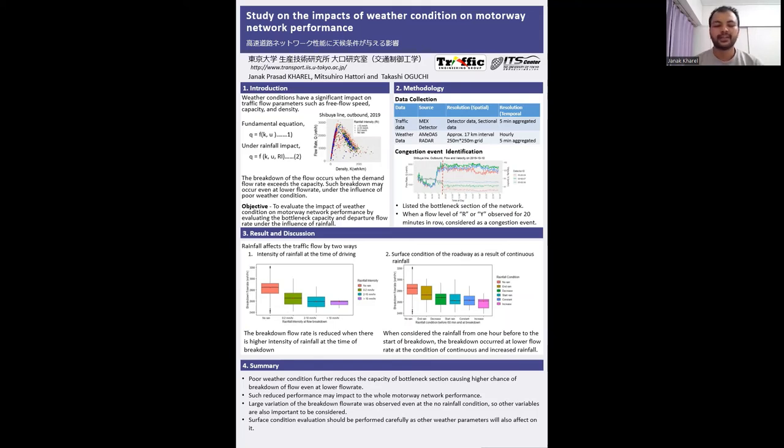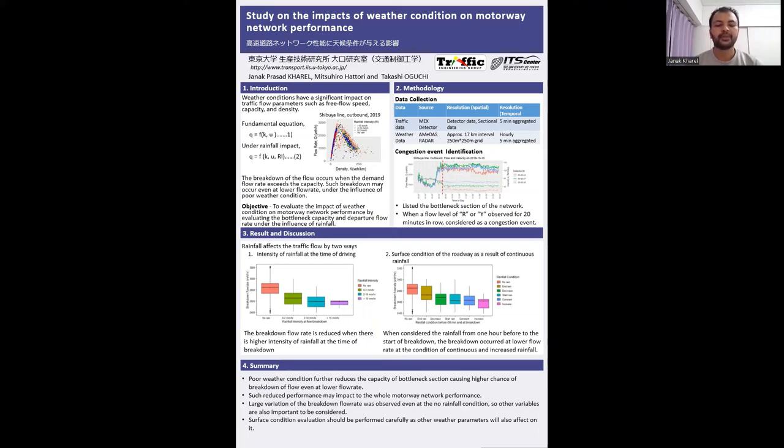Now, let's talk about how I am proceeding with my research. I have used two datasets, traffic data and weather data. Traffic data is obtained from the MAX detector, which is 5-minute aggregated data for each detector as well as average at a sectional level. For weather data, I am using MADAS data, which is the data recorded at the meteorological stations, and hourly data is available.